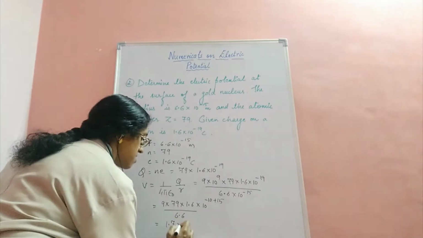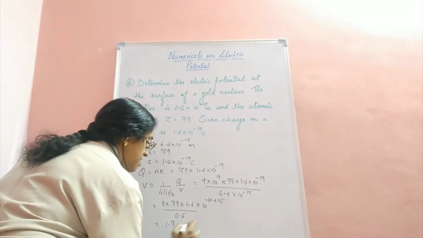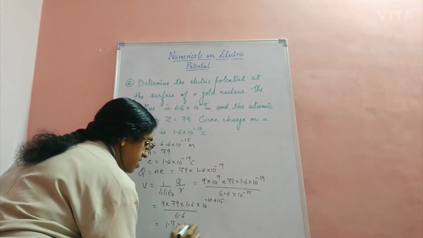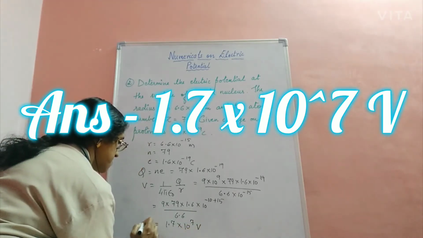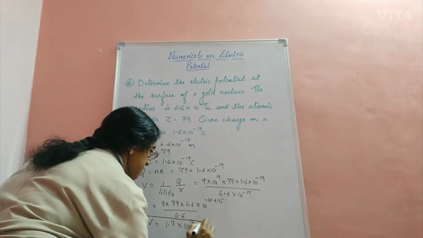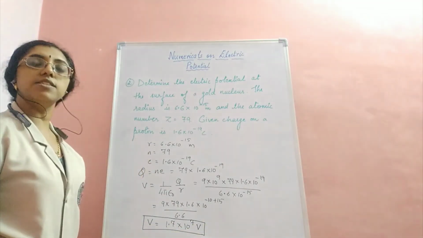1.7 into 10 to the power of 7 volt. This is the final answer.